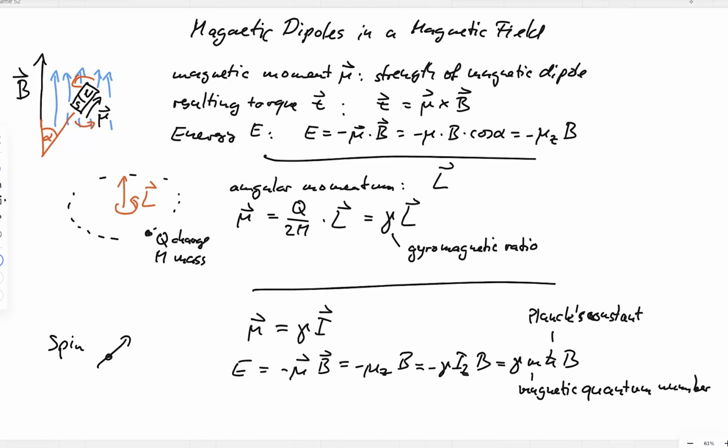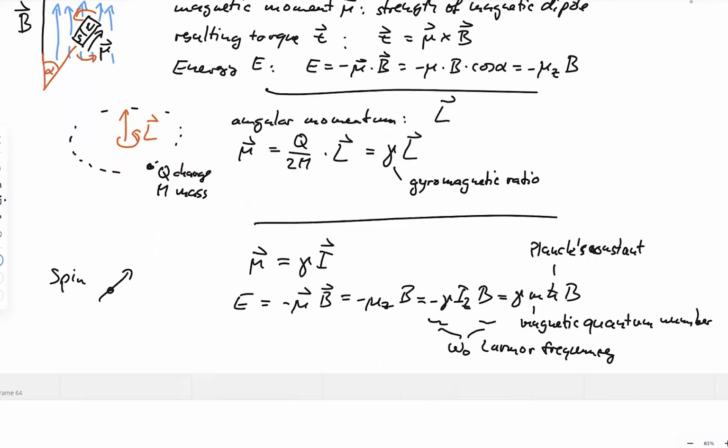I should maybe add that in this case, there's a quantity that we usually know, which is gamma times B together, called the Larmor frequency, which we will use several times in this lecture.